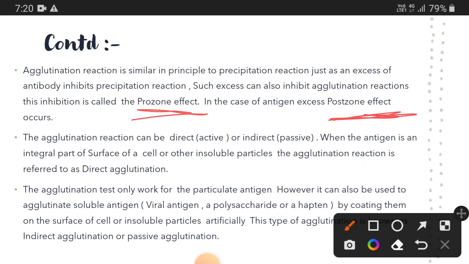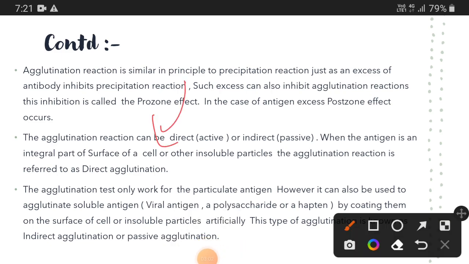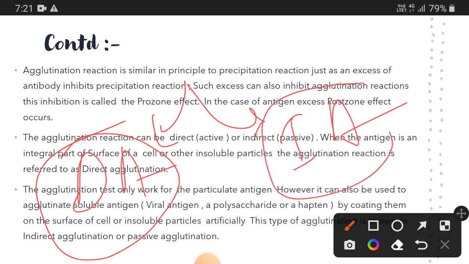Agglutination reaction can be further divided into two parts: direct and indirect agglutination. Remember, direct agglutination occurs only for particulate or insoluble antigen, those antigens that are an integral part of the cell surface or an insoluble particle. And indirect agglutination occurs mainly for soluble antigen.